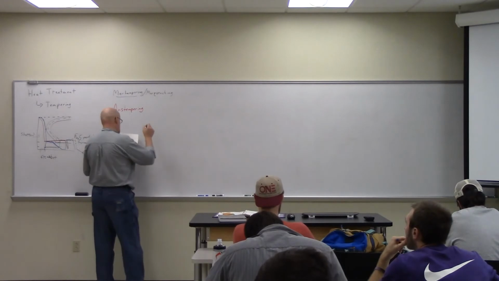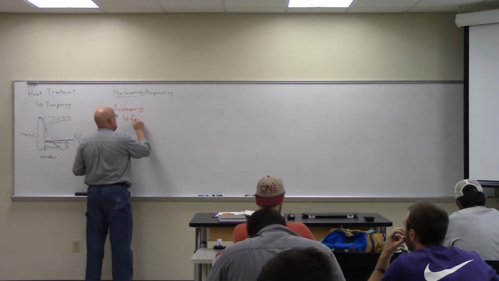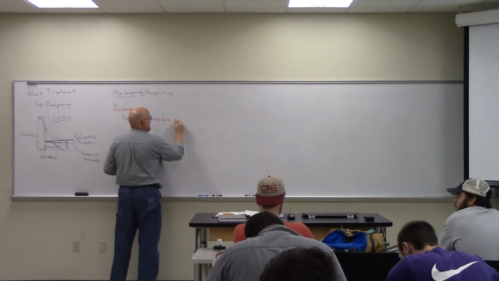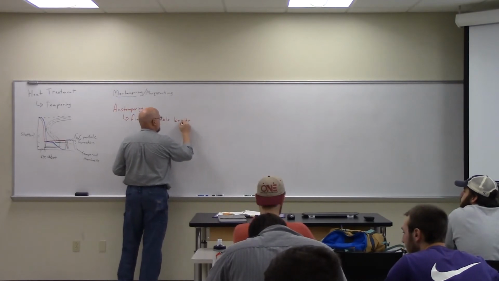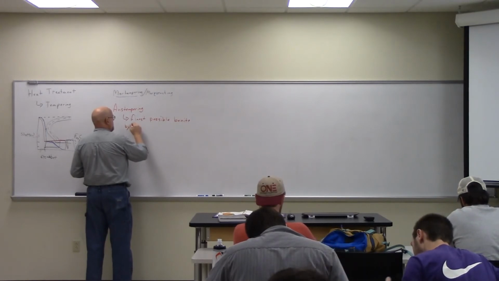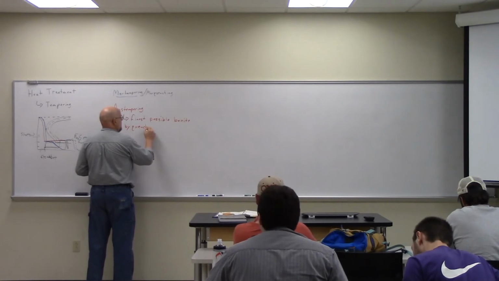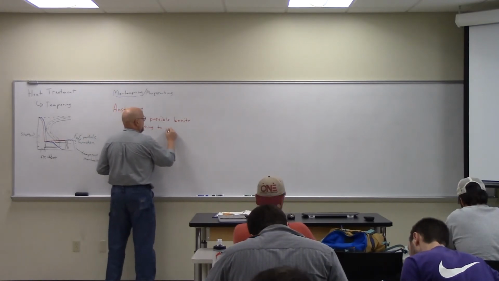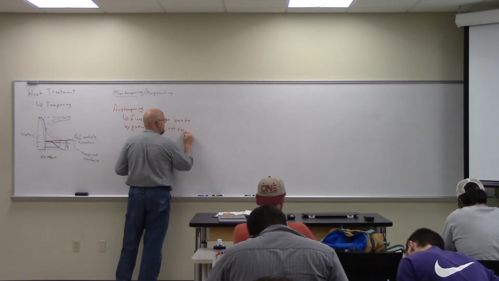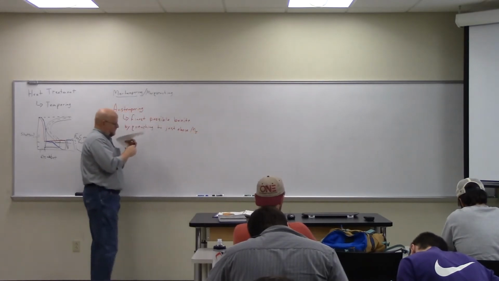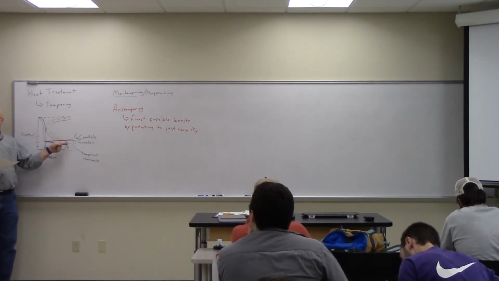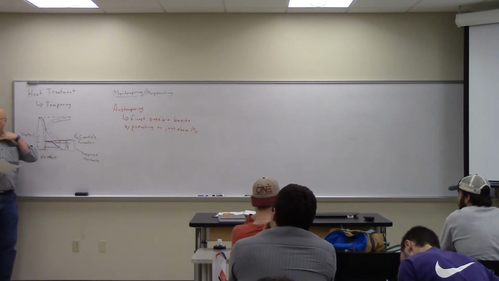So Aus tempering generates basically the finest possible bainite by quenching to just above Ms. So the idea here is, let's see if we can get 100% bainite in our material. Remember the difference between bainite and pearlite?